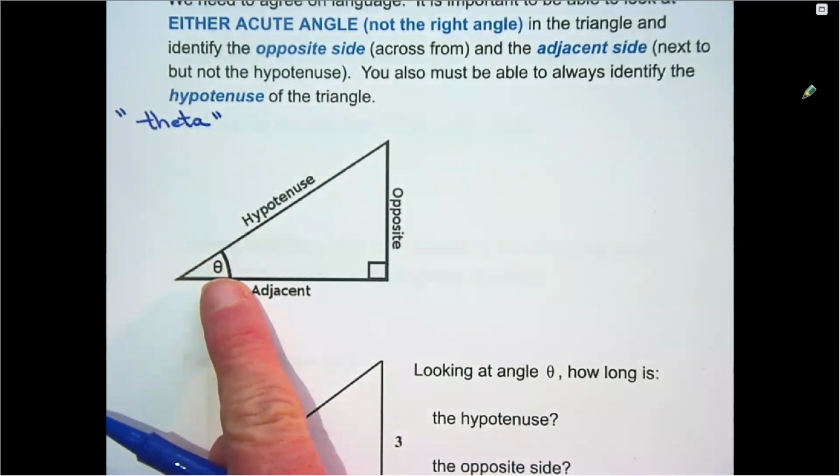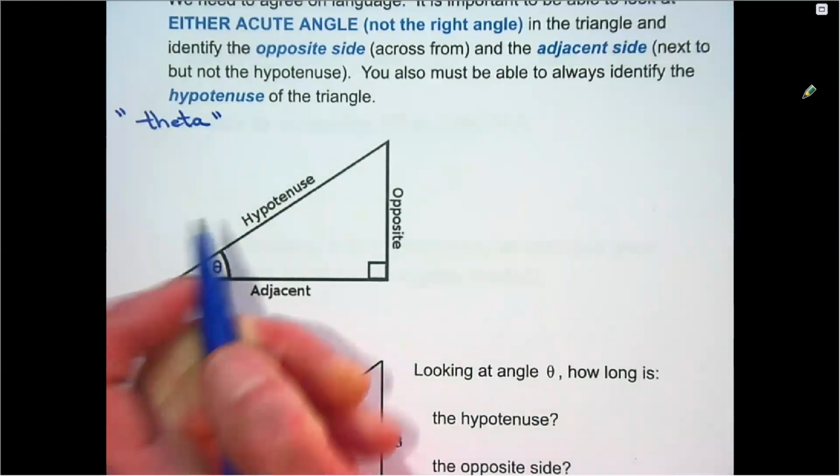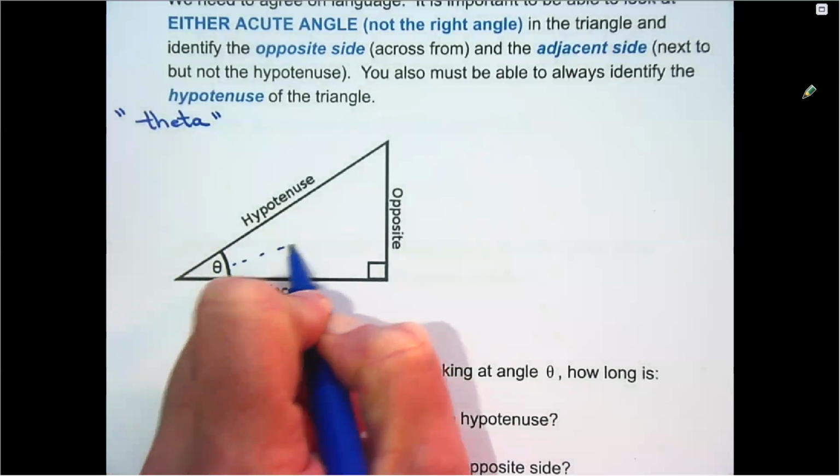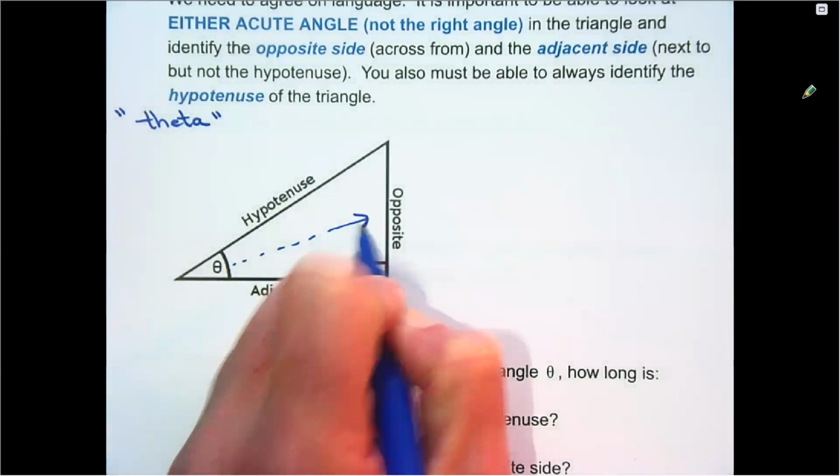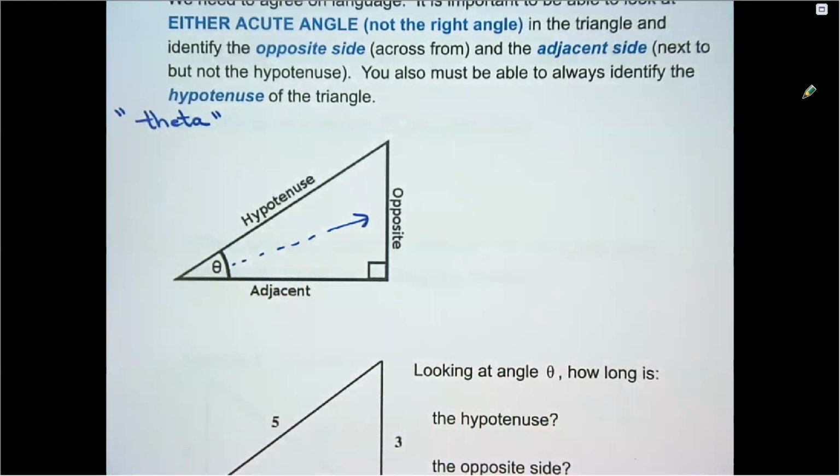So we need to agree on the language that we're going to use. When we look at that triangle, we talk about what side is opposite that angle. And when I say opposite that angle, I mean what side is across from that angle. So if I look at that triangle and I say which side is across from it, that is the opposite side.